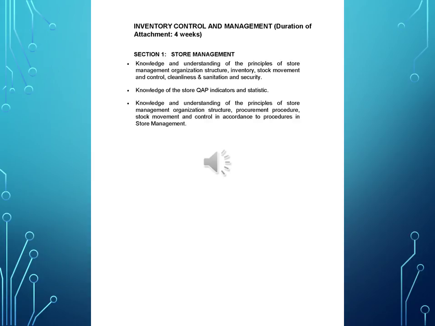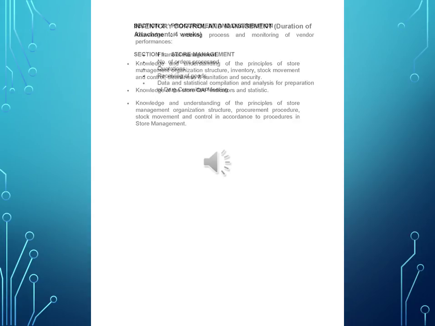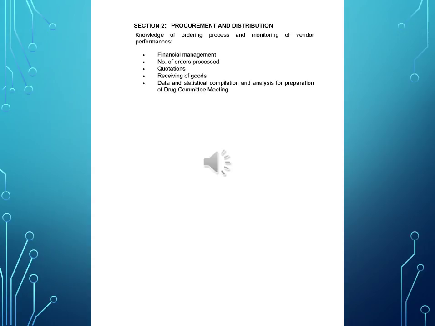Knowledge of the store QAP indicators and statistics. Knowledge and understanding of the principles of store management organization structure, procurement procedure, stock movement and control in accordance to procedures in store management. Section 2. Procurement and distribution. Knowledge of ordering process and monitoring of vendor performances.